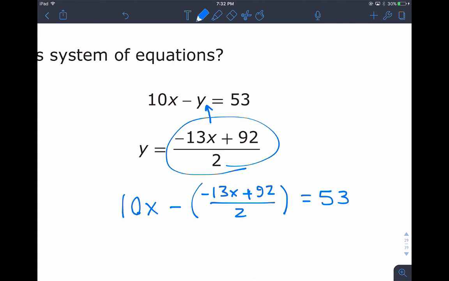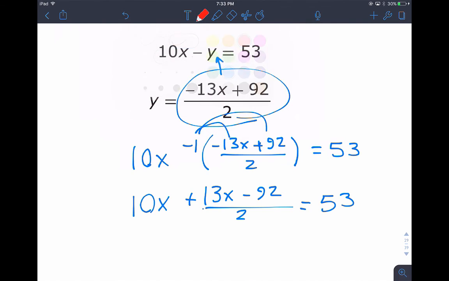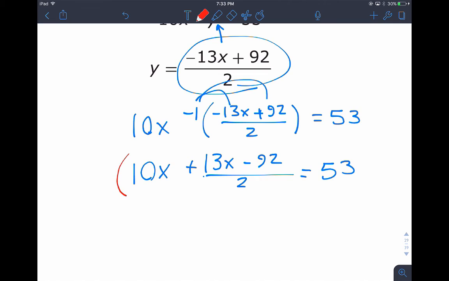Okay, now the key thing here, this negative out in front, it's kind of like saying negative 1, and I'm going to distribute that just to the numerator. So it's going to be kind of tricky here, so that's 10x plus 13x minus 92, and then you're going to divide this whole thing by 2, and then equals 53. Now, I don't want to deal with this giant nasty fraction here. So what I'm going to do next is multiply both sides of the equation by 2.